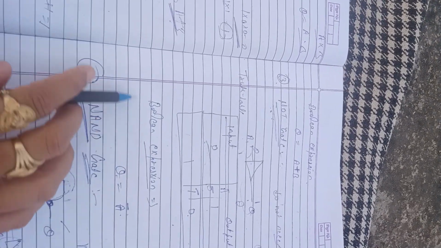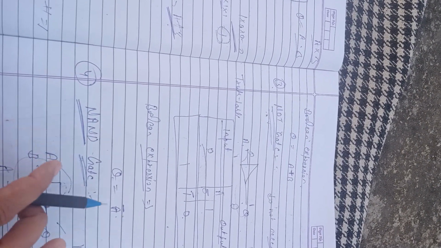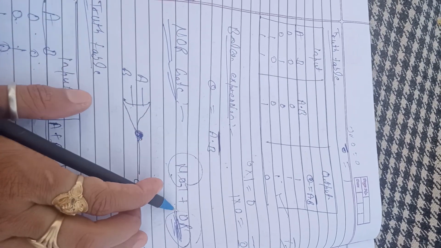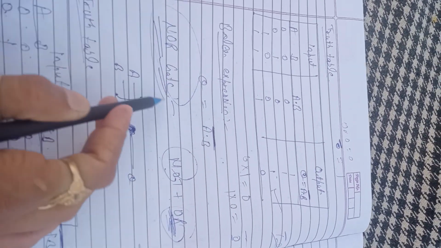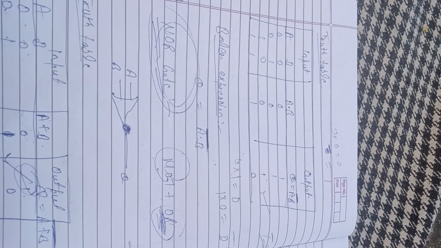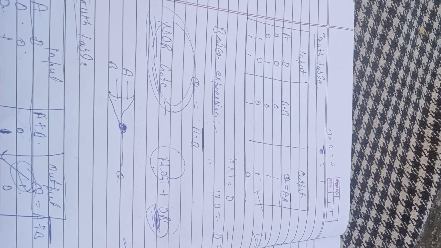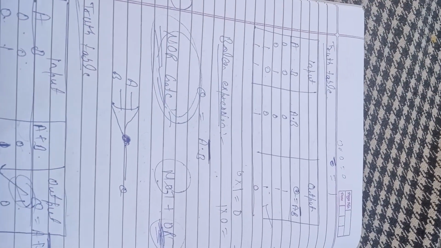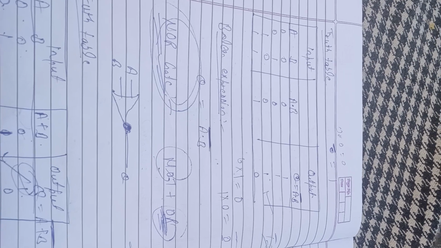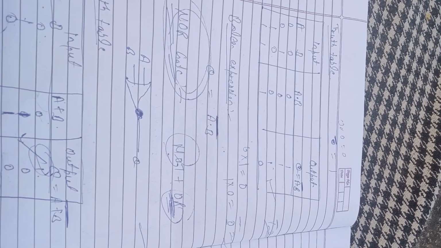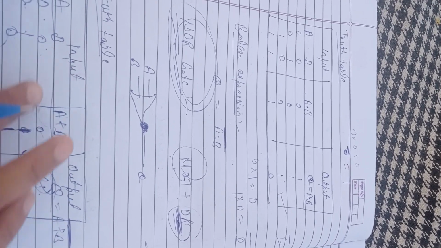But the NAND gate is the combination of the AND and NOT gates, so it is not a fundamental gate. The NOR gate is also the combination of the NOT gate and the OR gate, so the NOR gate is not a fundamental gate. It is not a basic gate. First of all, the OR gate, NOT gate and AND gate are the fundamental gates, and the NOR gate and the NAND gate are not fundamental gates. These gates are the combination of other gates.